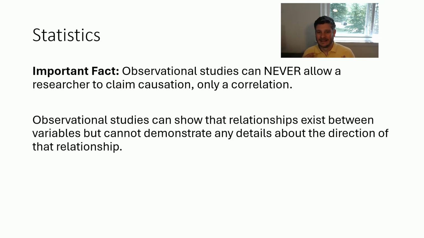Now, again, we can show that relationships exist through observational studies. We can see that two variables somehow behave in a way where one seems to affect the other, but I cannot know the direction of that relationship.